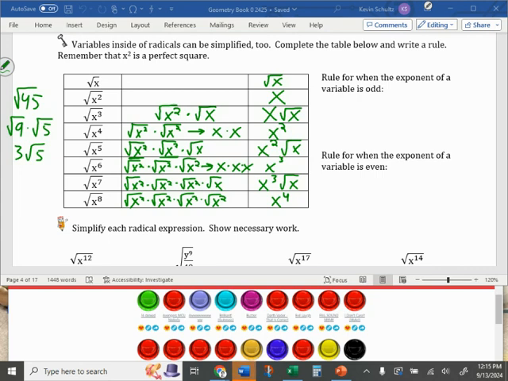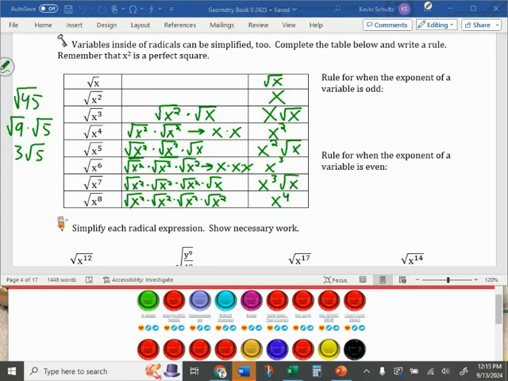Now, every time you see a variable, you don't have to do all this stuff in the middle. This is designed to show you what's going on to get this result. Now we want to come up with a rule, a pattern. What do you see? What are the numbers on the bottom?